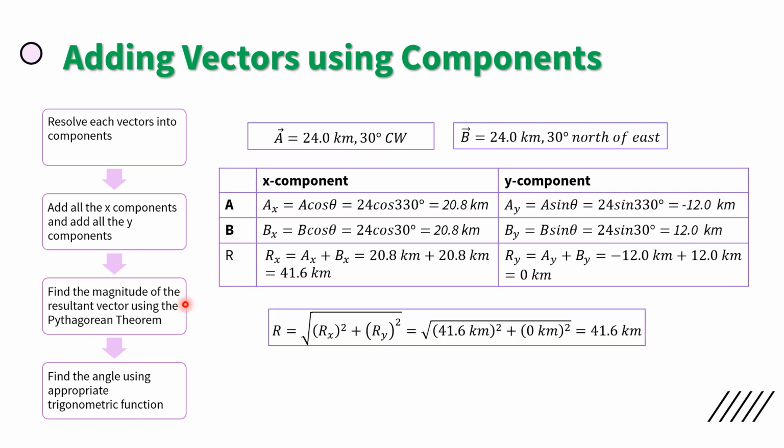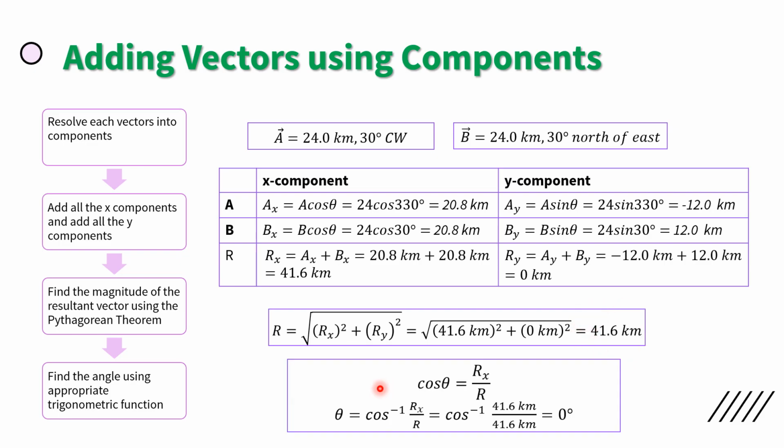So here we have r equals the square root of r sub x squared plus r sub y squared. So this is equivalent to substituting the values of r sub x and r sub y, and we will get 41.6 kilometers. So this is now the magnitude of the resultant vector. By the way, the resultant vector is the sum of two or more vectors.